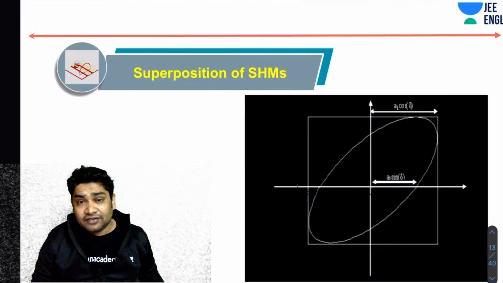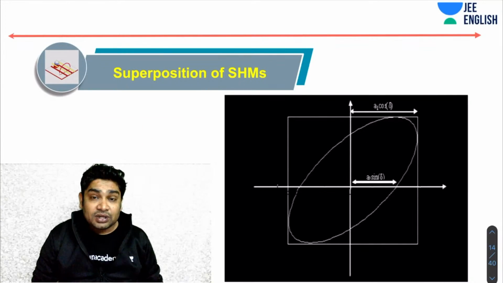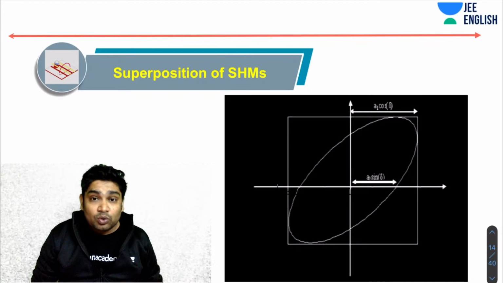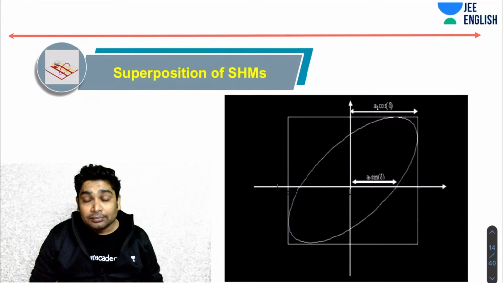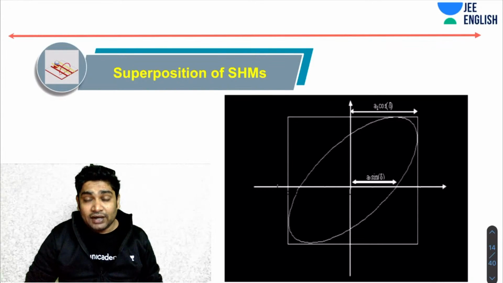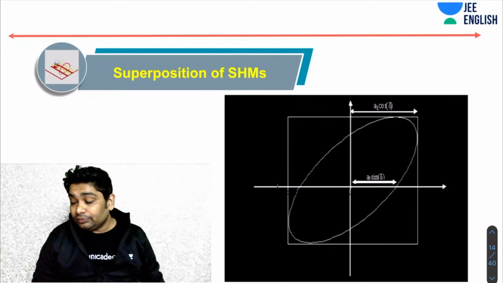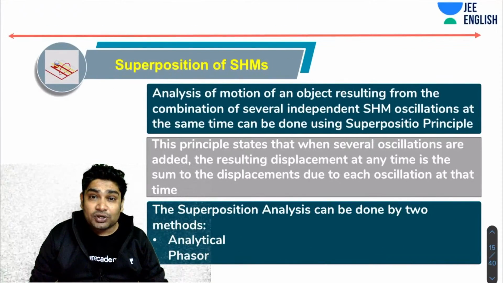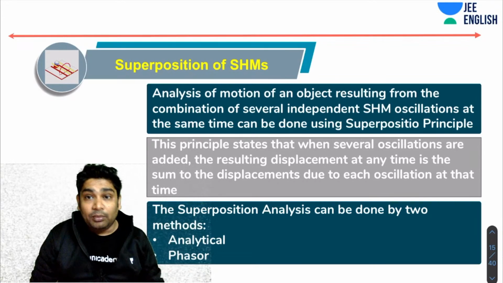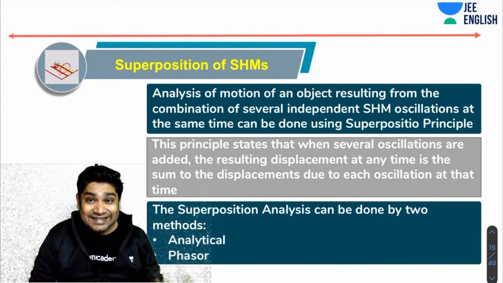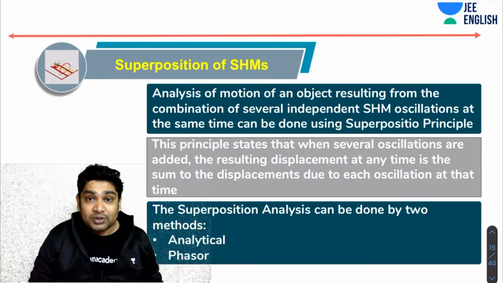Today we will shift our focus to superposition of SHMs. Suppose a body is subjected to two or more SHMs, then what is the resultant motion going to look like? That is going to be our focus today. The analysis of motion of any object resulting from a combination of several independent SHMs at the same time can be done using the superposition principle.